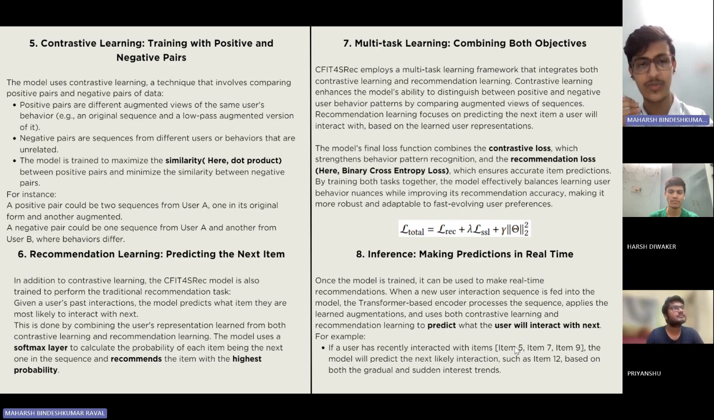Now, leveraging the representation learned through contrastive as well as recommendation learning, a prediction is made. So using the combined insights, the model predicts the next likely interaction. For example, based on the provided sequence, the model might recommend item 12, aligning with the user's evolving preferences. And this real-time capability allows the model to dynamically adapt to users' behavior, making precise and contextual recommendations, as well as handling preferences that shift rapidly.